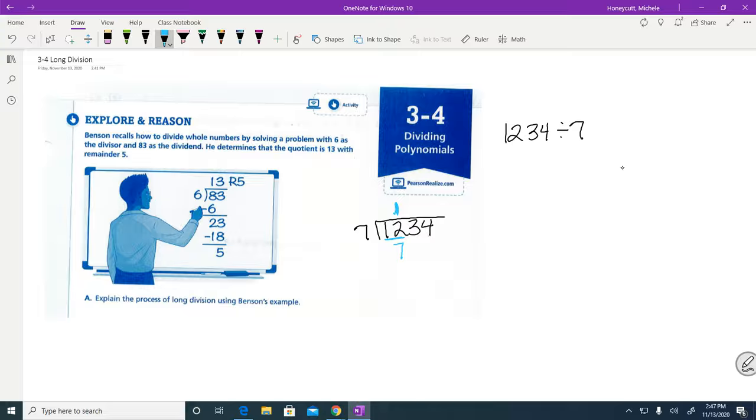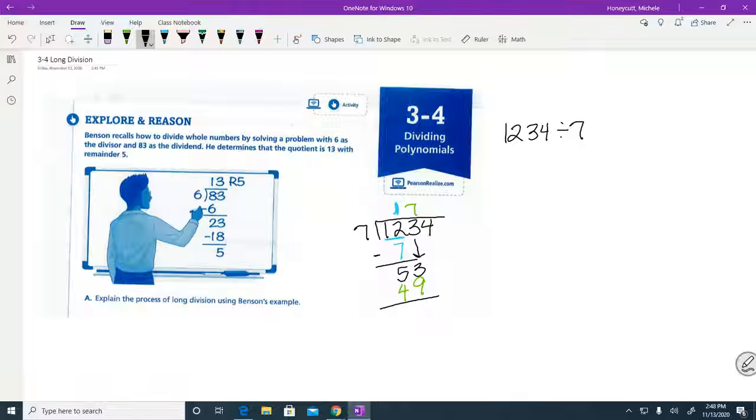So you'd write that number right here. Then you would draw a line and subtract. 12 minus 7, and you would get 5. Then you would bring down the 3, because 7 won't go into 5. But will 7 go into 53? Yes, it will. How many times will 7 go into 53? 7 times, because 7 times 7 is 49.